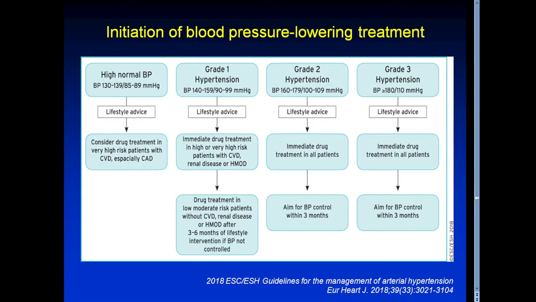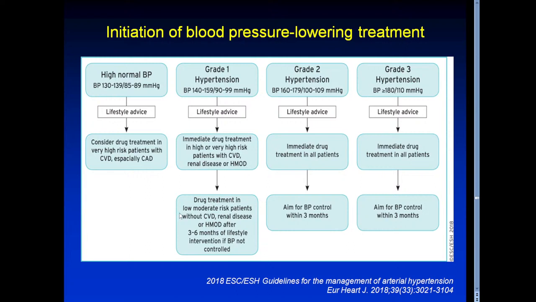Initiation of blood pressure lowering treatment. If high normal BP, we use lifestyle advice and consider drug treatment in very high-risk patients with cardiovascular disease, especially coronary artery disease. In grade 1, we use immediate drug treatment in very high-risk patients with cardiovascular disease, renal disease, or hypertension-mediated disease.